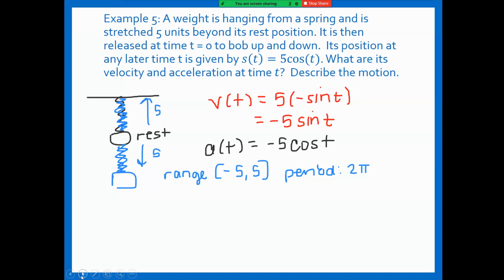So that weight's going to go up and down between negative 5 and 5 on its position. When would it be at rest? At what time t? Perfect. When it's at its max or its min? Okay, and when does cosine equal 1? Yes, or 2 pi, or 0. Threw me off with the negative pi. I was like, yeah, time can't be negative.